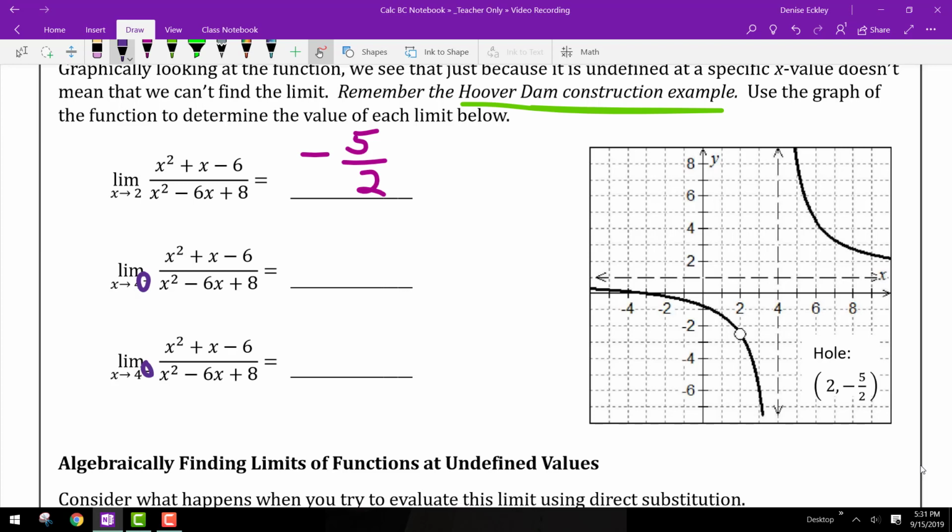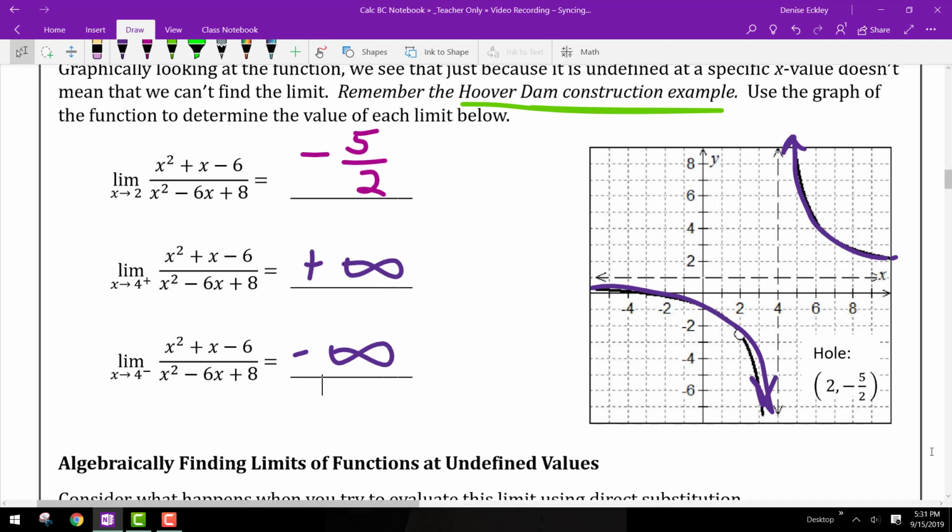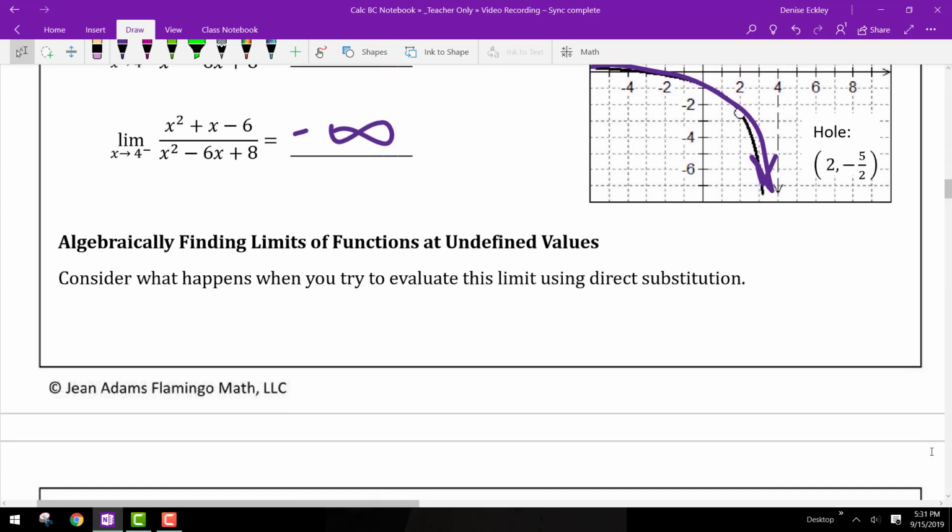So the first one is looking from the right and the second one is from the left. So coming from the right side of 4, we see that this function is definitely headed to positive infinity. And if we come from the left-hand side, the left-hand limit is headed to negative infinity. So technically there is no limit at 4, but the left and right-hand limits can be defined as negative infinity and positive infinity respectively.